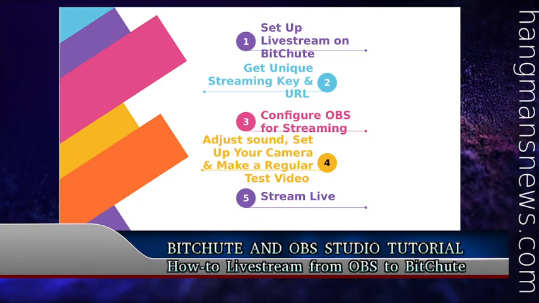You go to OBS, click file, settings, then streaming, and you'll see the options right there. You paste in the unique streaming key and the URL in the right place, and you set it to custom. Like instead of YouTube, you choose custom. So you configure OBS for streaming.